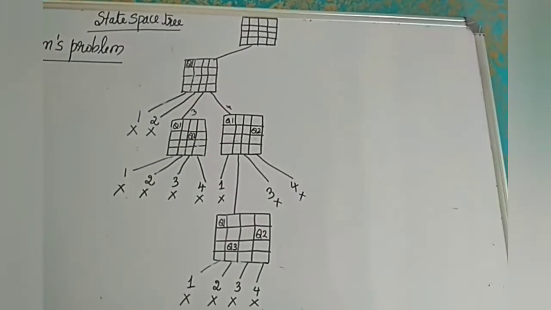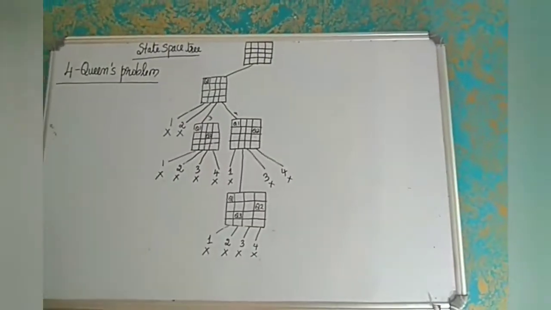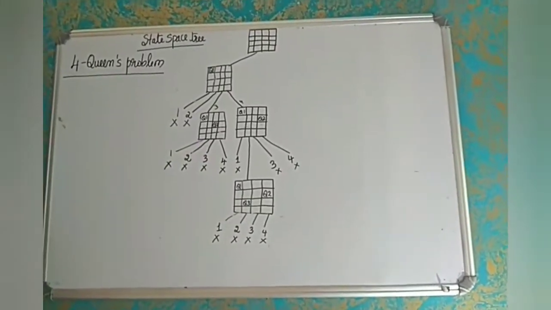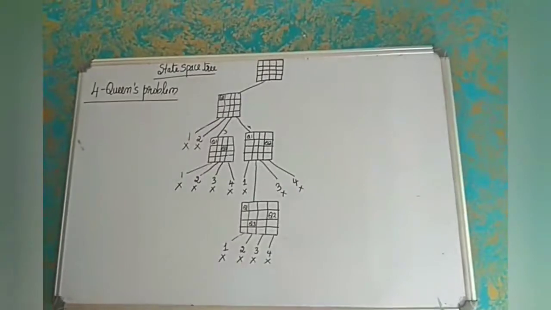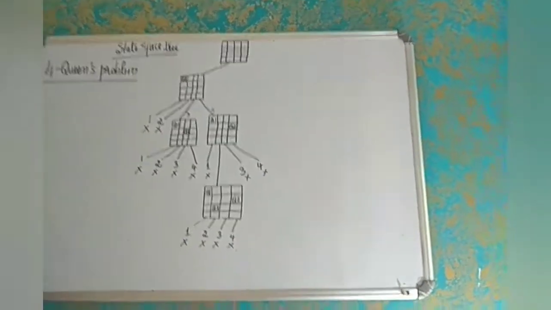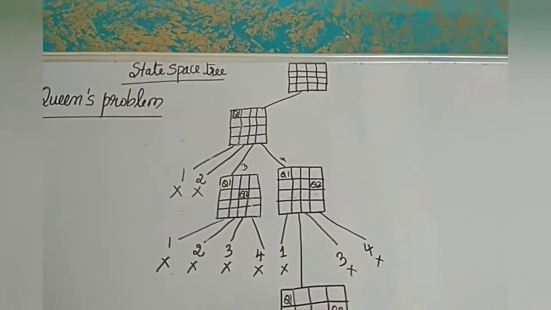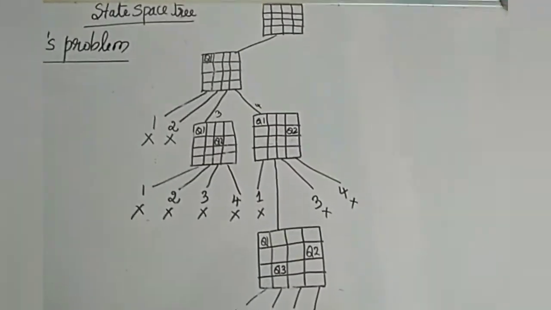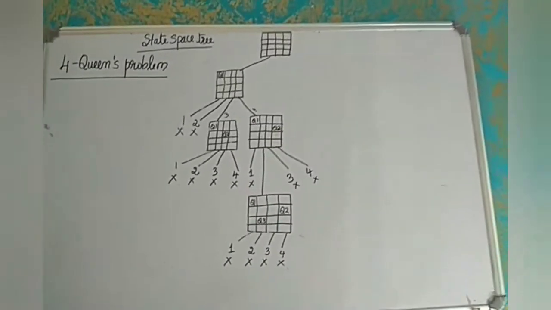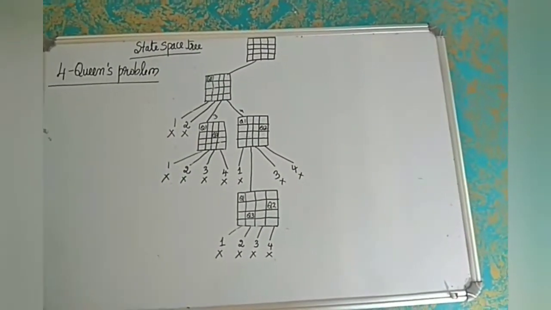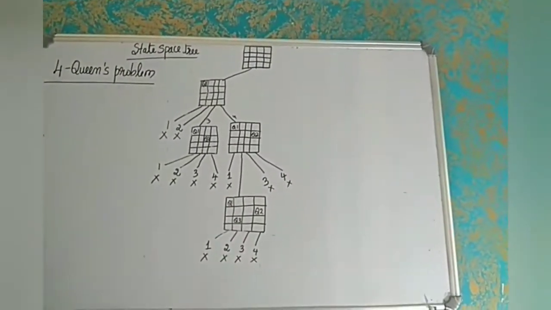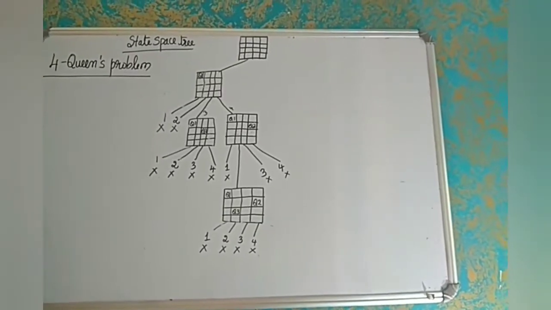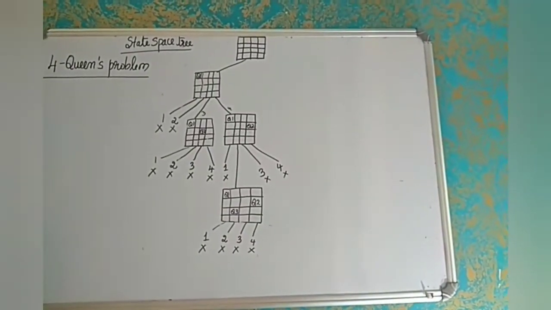In the next option, we are going to place Q1 in the second column. Remember, it will be in the same row, first row only, since it is Q1, but now we are considering the second column, and then we'll expand the tree and check whether we'll be able to get the solution or not. So I'll continue drawing the tree.